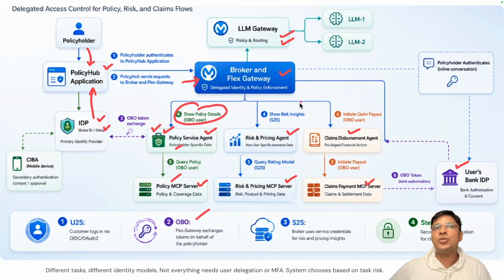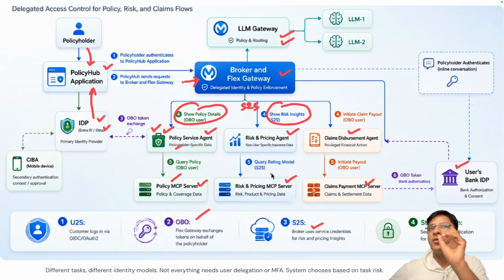Second task is show me risk insight. In this case, OBO token exchange flow is not required. Here we'll be using a service account. So a service to service flow will be used, where the broker uses the service credentials for retrieving this risk related information. So this agent will have a normal policy where service account credentials will be used to retrieve the information.